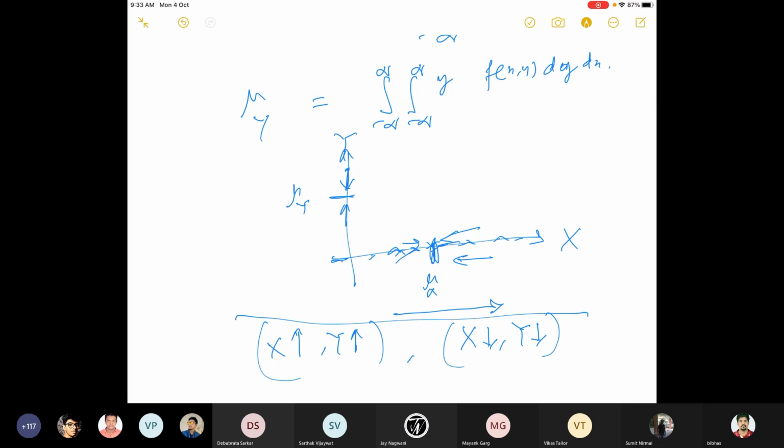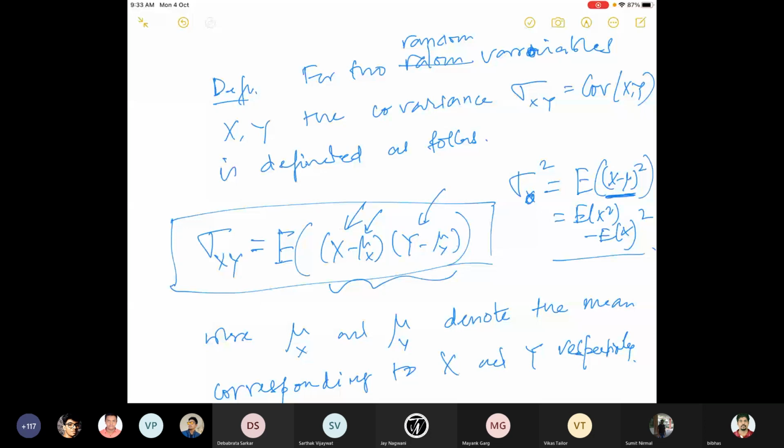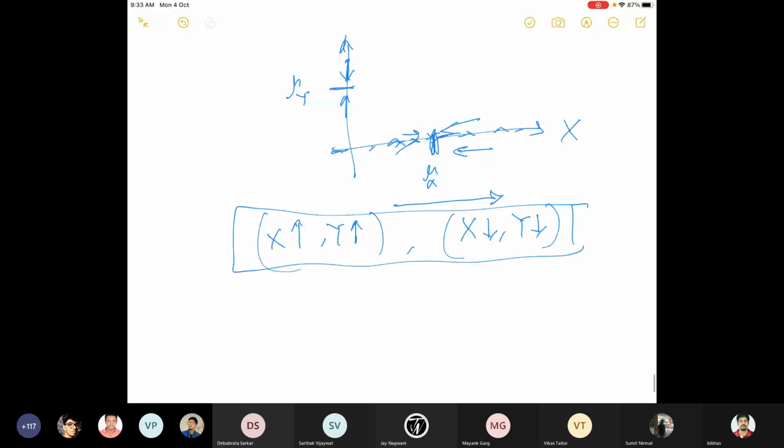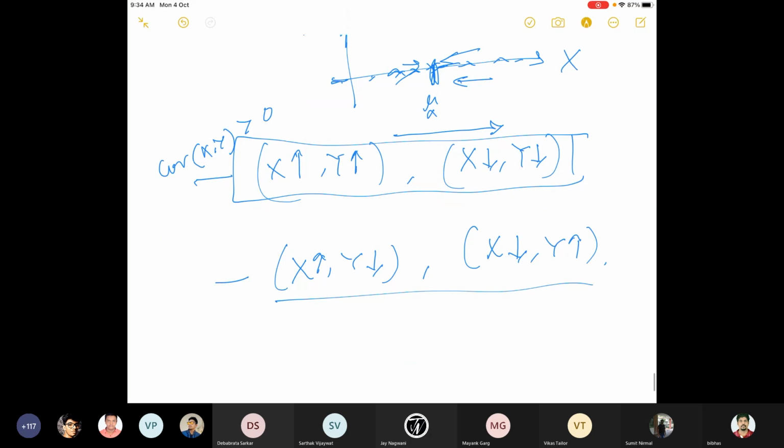If this is the case, then the value of covariance will be positive. Otherwise, it will be negative. What is the meaning of otherwise? Otherwise means x is increasing, but y is decreasing. Covariance will be negative when x is increasing but y is decreasing, or x is decreasing and y is increasing. Then the value of covariance will be negative.